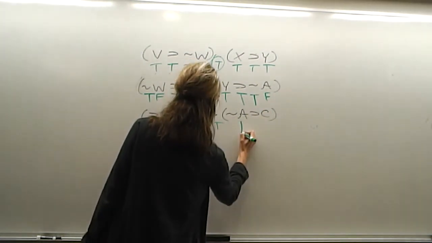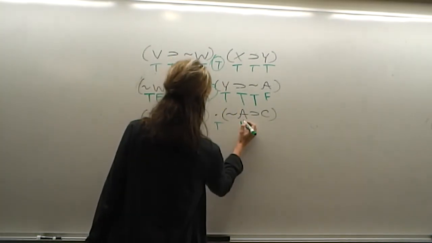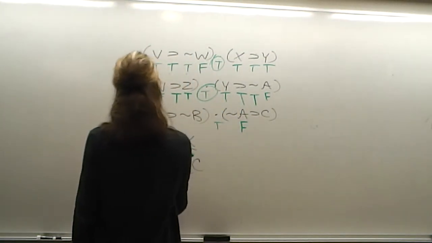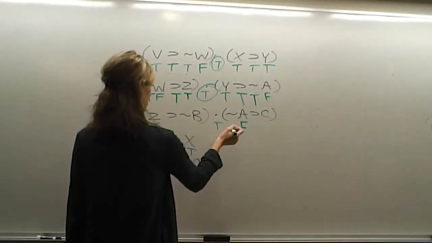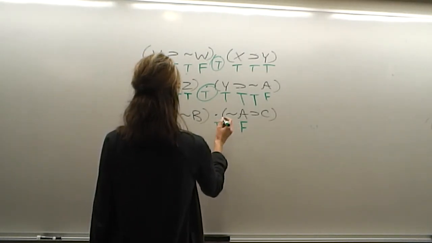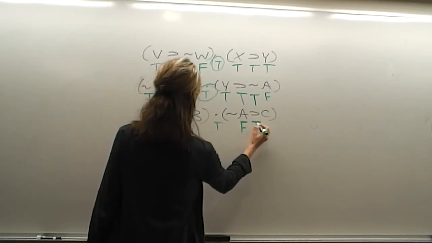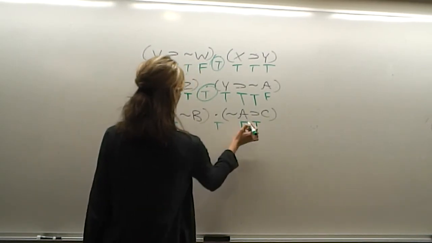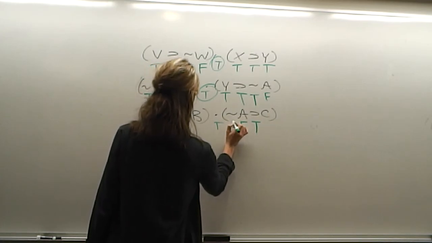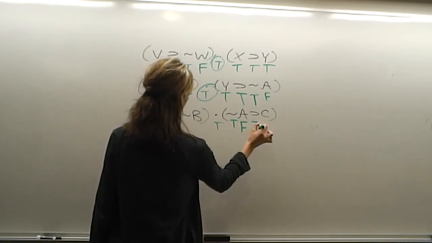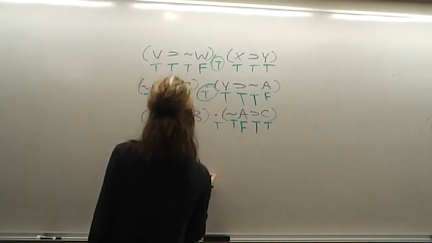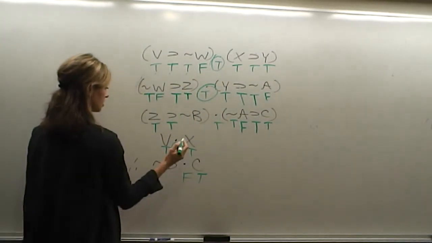Which means we can circle that T under the dot, which means we can move false down here. Then we come here for this to be true, same thing as before. This has to be true. This has to be true. And if that's false, this is true. And if that's true and that's true, then this has to be true. True down here.